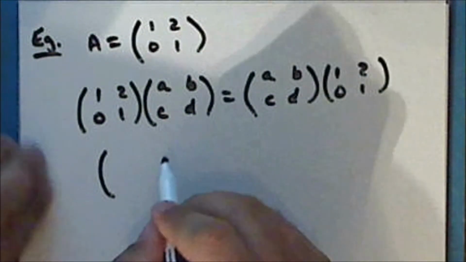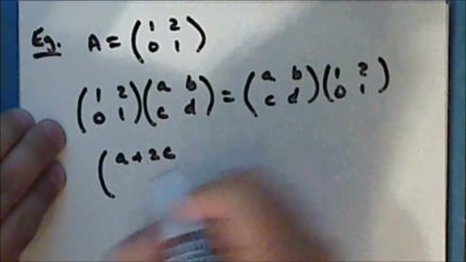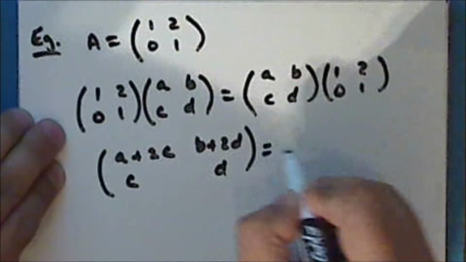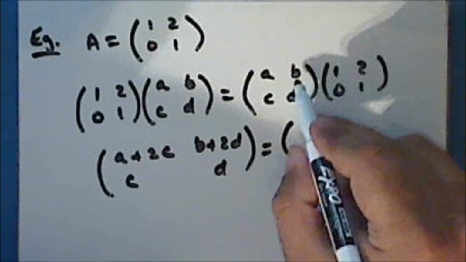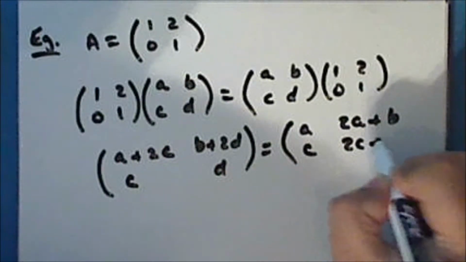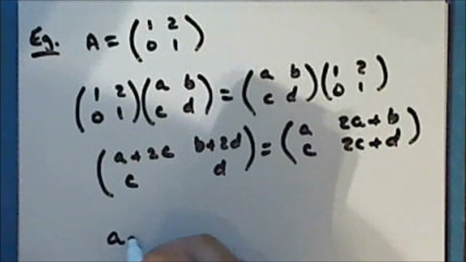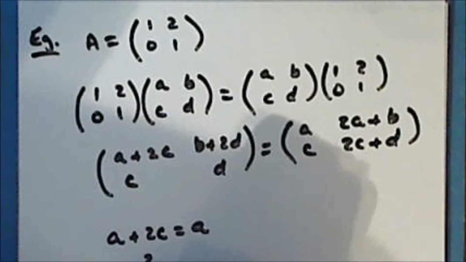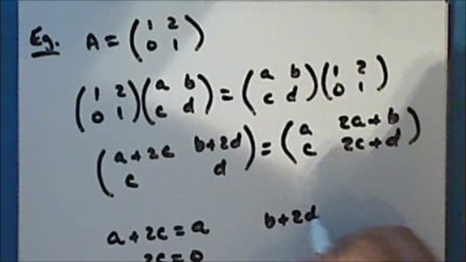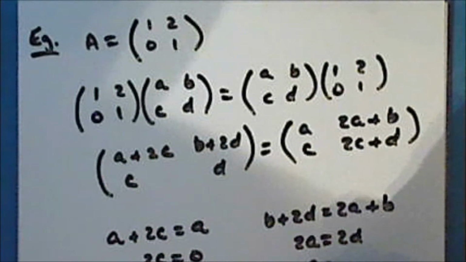So on the left-hand side, we have the 2 by 2 matrix with columns a plus 2c and c, and b plus 2 times d and d. And this is equal to the 2 by 2 matrix with columns a, c, 2a plus b, and 2c plus d. Now, since these matrices are equal, the corresponding entries are equal. So we have a plus 2 times c is equal to a, in which case 2 times c is 0, and so c is 0. We also have b plus 2 times d is equal to 2 times a plus b. So we have 2 times a is equal to 2 times d, or a is equal to d.